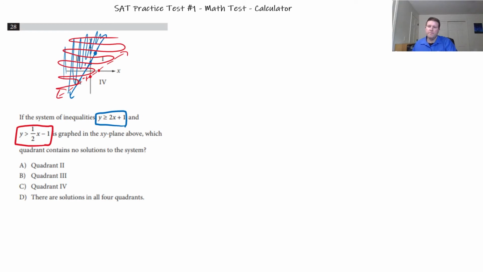And then here's what most people forget, right? The solution set to a system of inequalities is actually the overlapping region, okay? So this, I'm going to use some purple. This is where they actually agree. So there is no purple region in quadrant 4. So that's where there's no solution. A lot of people pick D because they're like, oh, there's a little bit of red part in 4. So they all kind of have a solution. But remember, it's the overlapping region that's the solution to a system of inequalities. And quadrant 4 doesn't have any purple.